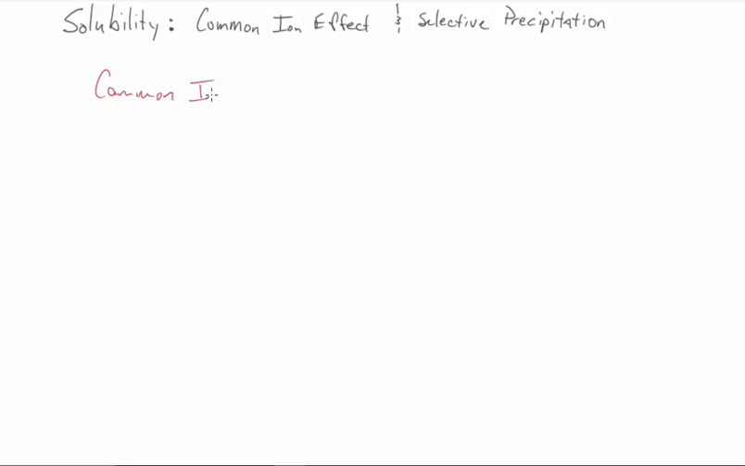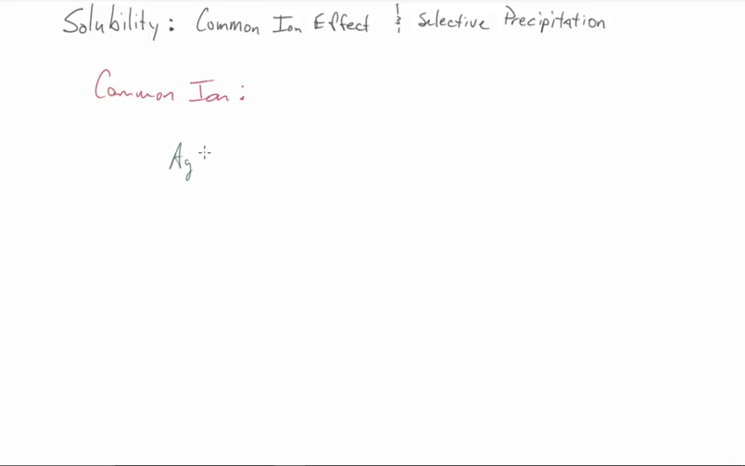What a common ion is, is an ion that is already in solution that is identical to an ion produced from the dissociation of our solid. All right, so let me say that again. It's an ion that is already in solution that is identical to the ion produced from the dissociation of our solid. Okay, you want to make sure that you get that definition down. So if you didn't, please review and rewind.